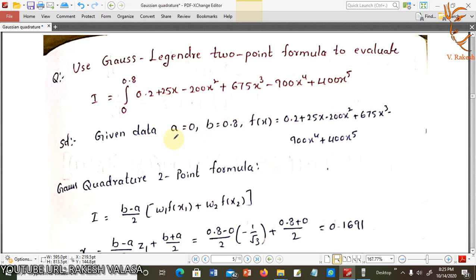The given data is a equals 0, b equals 0.8, and the function is f of x equals 0.2 plus 25x minus 200x square plus 675x cube minus 900x power 4 plus 400x power 5.